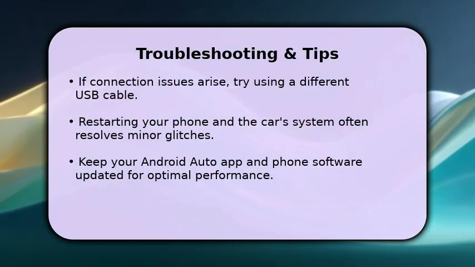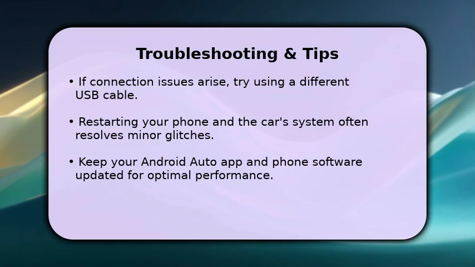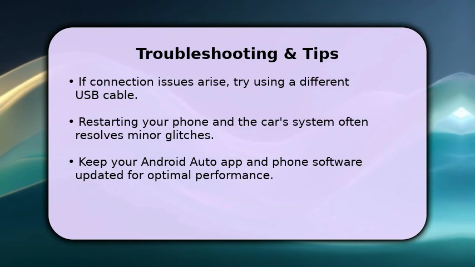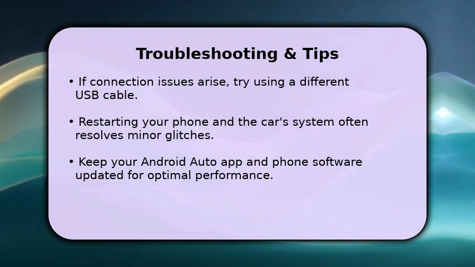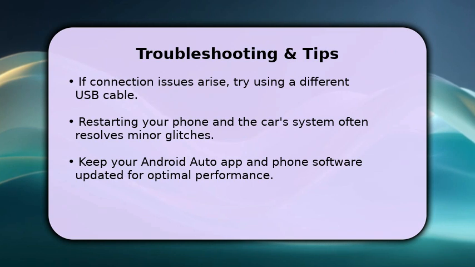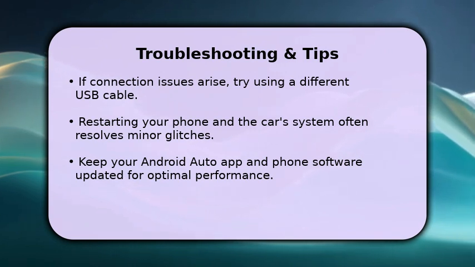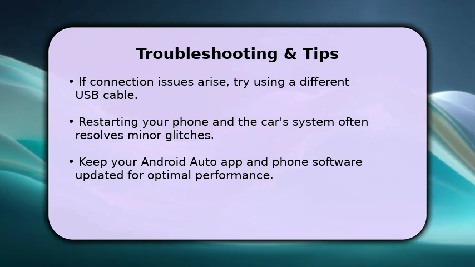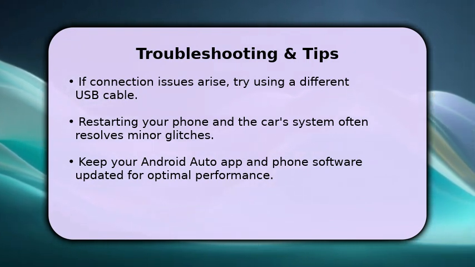Sometimes you might encounter minor issues, but troubleshooting is straightforward. If your phone doesn't connect, first try a different, high-quality USB cable, as faulty cables are a common culprit. Restarting both your Android phone and the Outlander's infotainment system can also resolve many glitches.